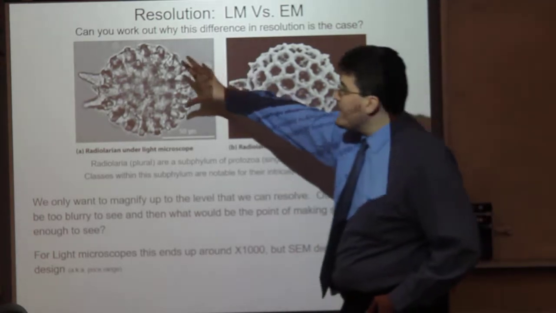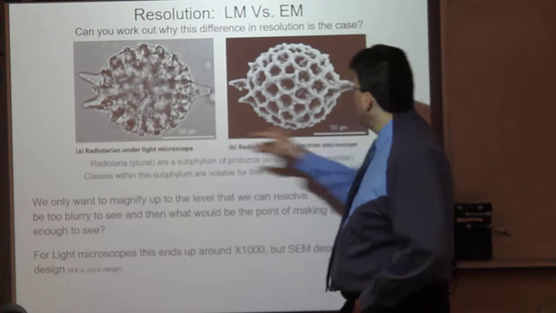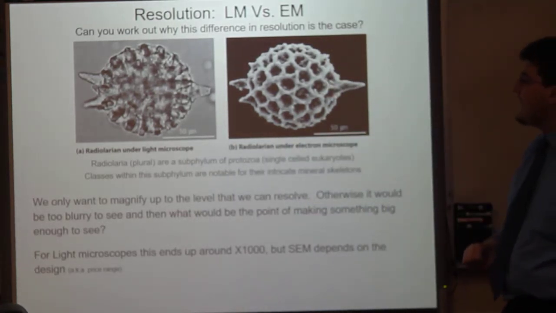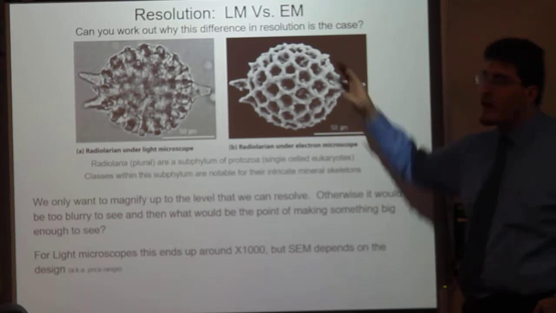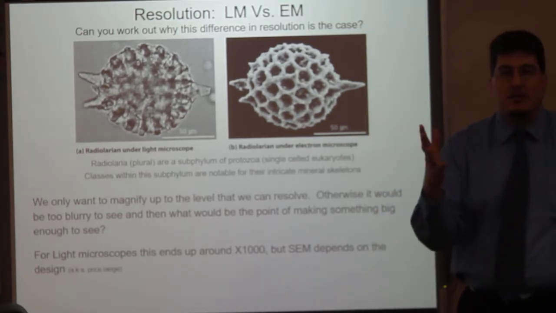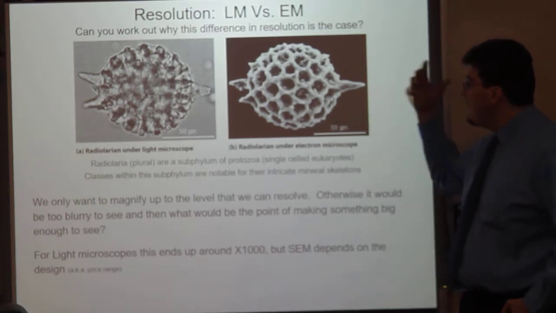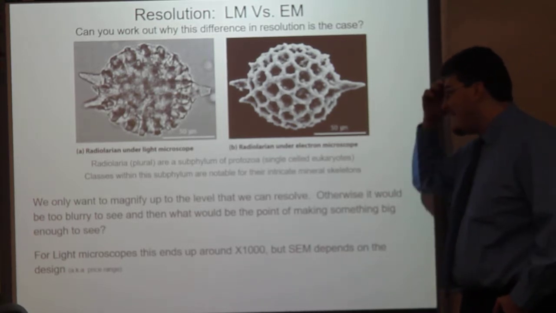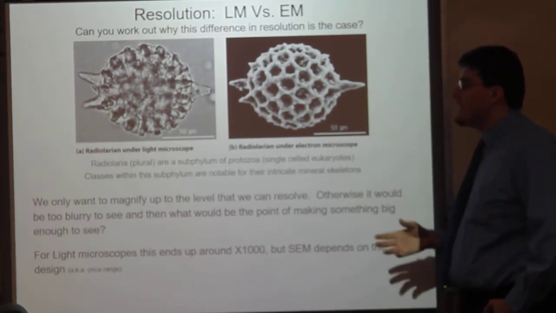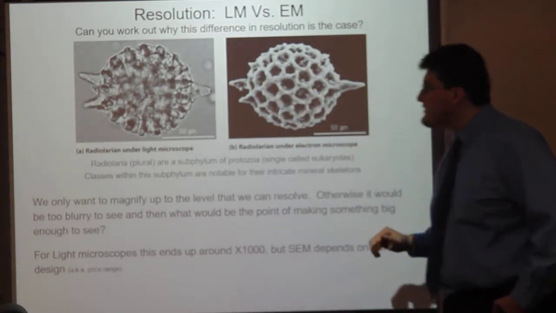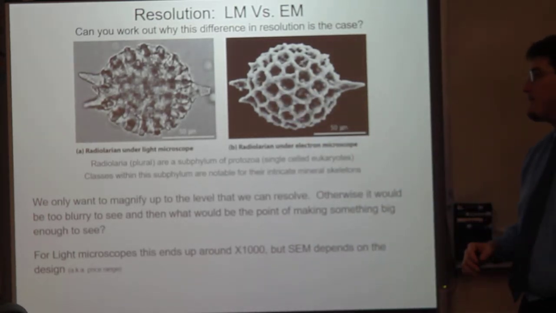So this is a light microscope image with the same scale as a scanning electron microscope image. This is a radiolarian. It's a sort of protozoan fossil kind of a thing. It's a single-celled protozoa. It has a mineral skeleton, so it produces these really cool, intricate shells that are super tiny.